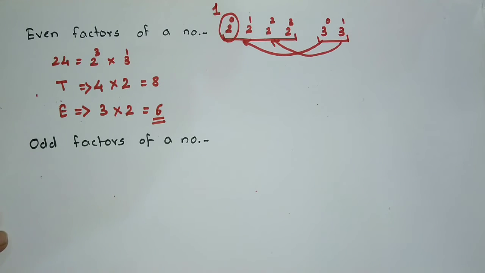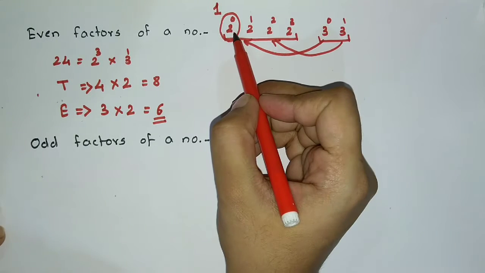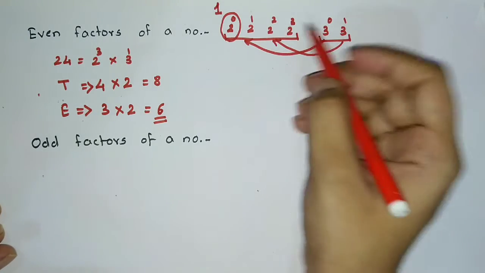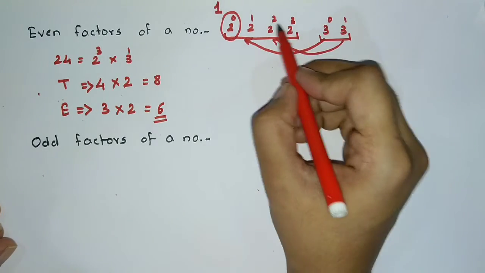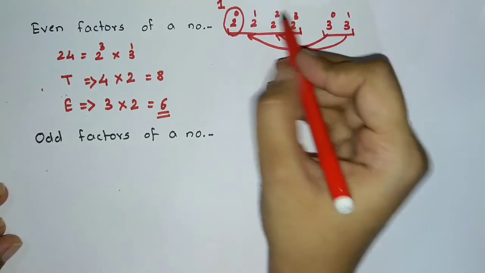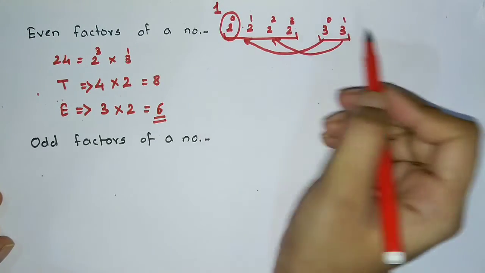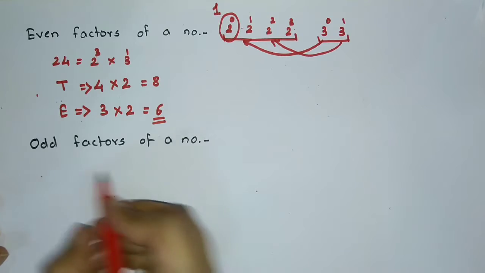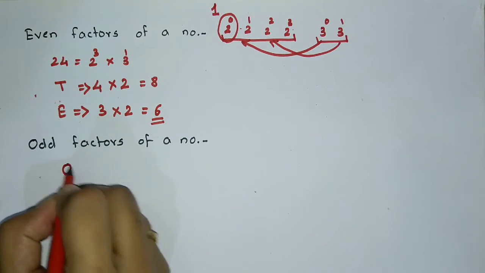Okay. Now here 2 raised to 0 returns value 1, 2 raised to 1 is 2, 2 raised to 2 is 4 and 2 raised to 3 is 8. 2, 4 and 8, these are the even numbers. So we are not going to take these 3 values, we are only going to take this number 2 raised to 0, which is one number.